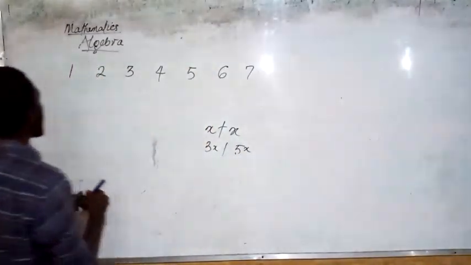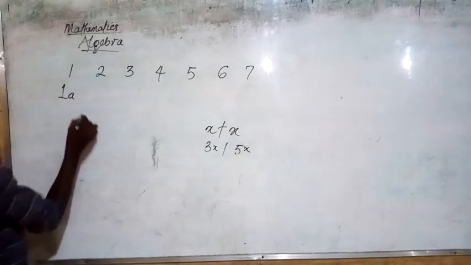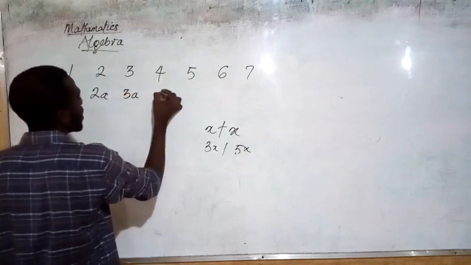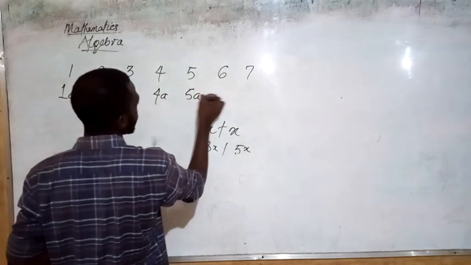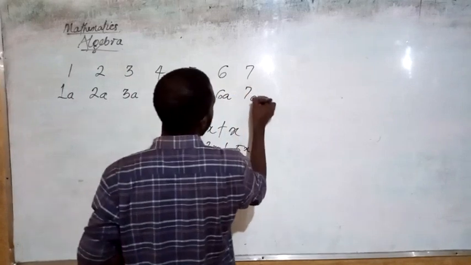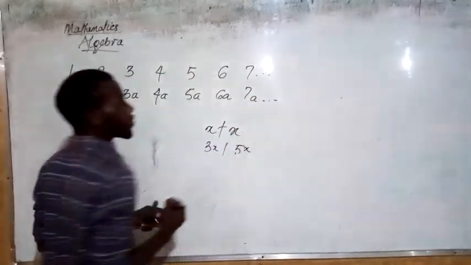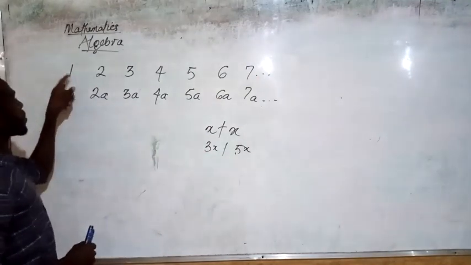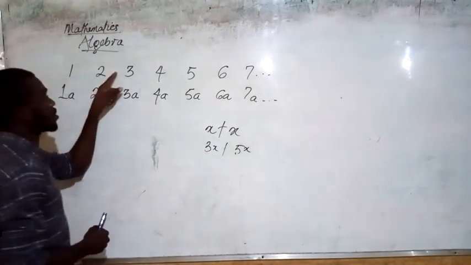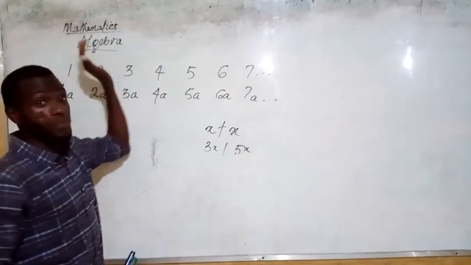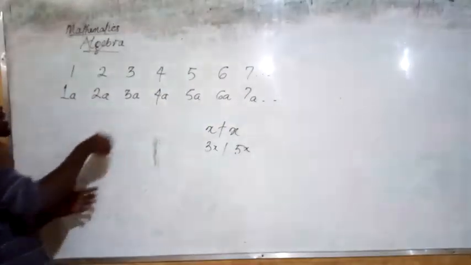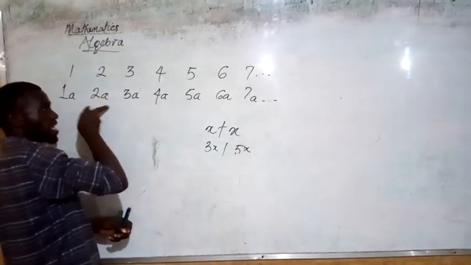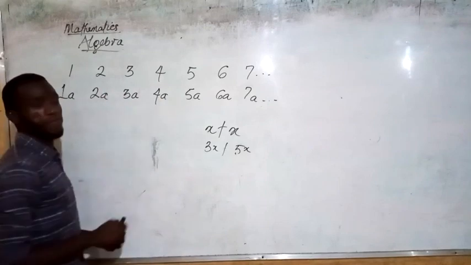It means that I could have 1 apple, then 2 apples, then 3 apples, then 4 apples, 5 apples, 6 apples, 7 apples, and so on and so forth. So what does it mean? It means that the same way we have 1 plus 1 to give 2, 2 plus 1 to give 3, 3 plus 1, in that progressive order of this sequence, is the same way we have 1a plus 1a to give 2a, 2a plus 1a to give 3a, 3a plus 1a to give 4a.